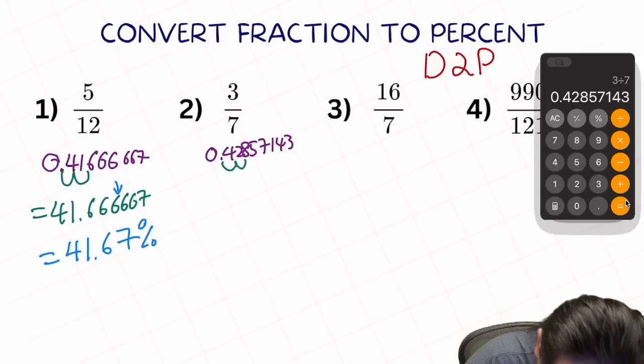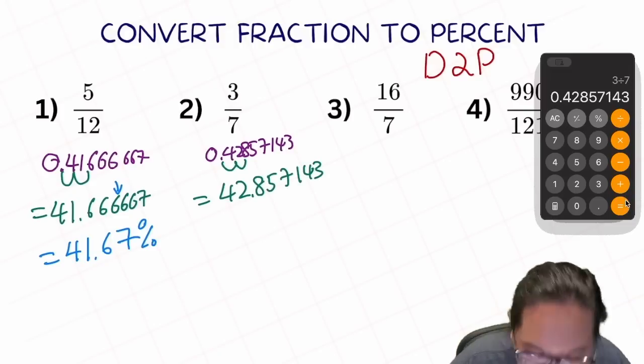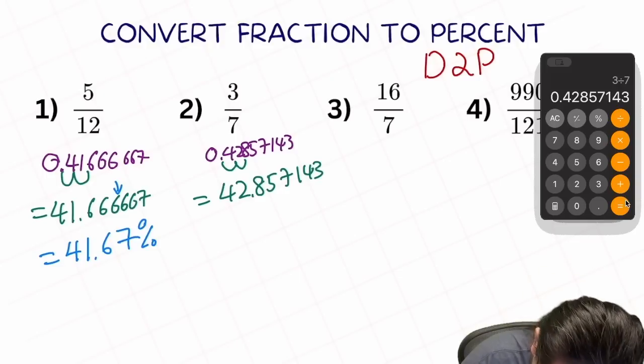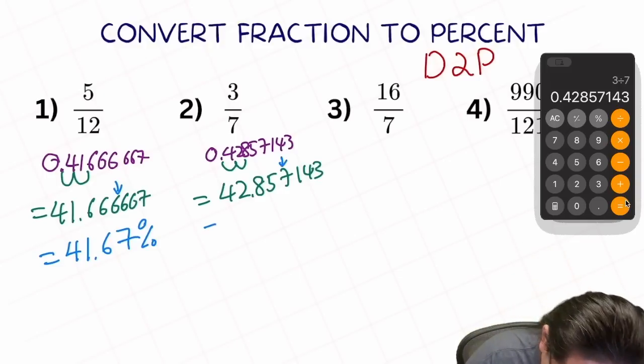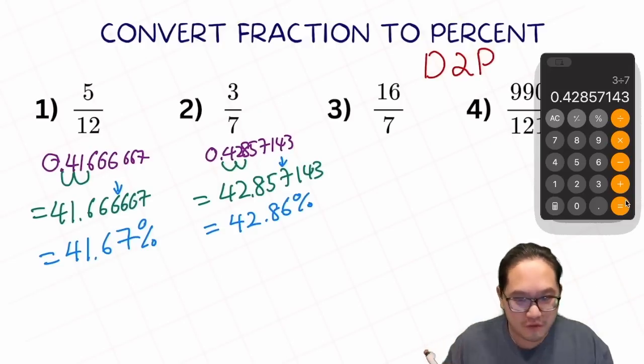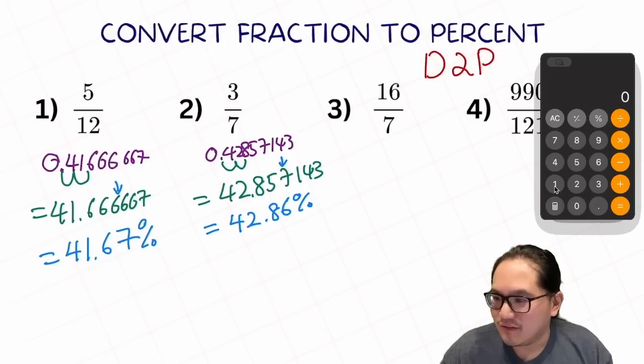0.42857143. We move the decimal 2 times to the right, so we will get 42.857143. Next step, we round it to the hundreds again. So let's locate the 1000, which is right here, and it's more than 4. We know that we need to round up, so we will get 42.86%. Super quick and super easy. Love it. So now, let's move on to the next one.